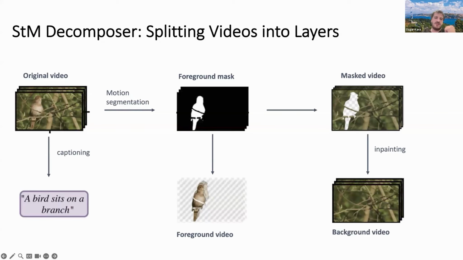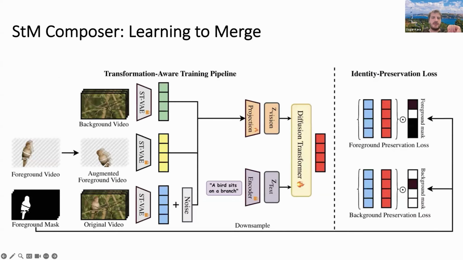And finally, we use a text captioning model to understand the semantic context of the video. Now we collect these elements: the text prompt, the foreground video, and the in-painted background video. Now, for the composer, it's time to perform training by developing a strategy to learn to merge. So the inputs are the background video as we obtained, the foreground video, the foreground mask, the original video, and the text prompt, all of which are fed to some encoder models.